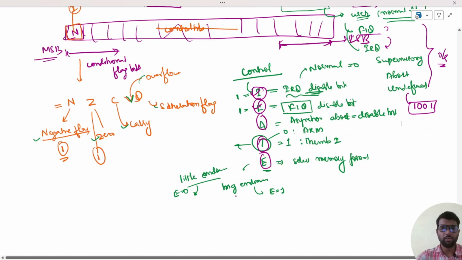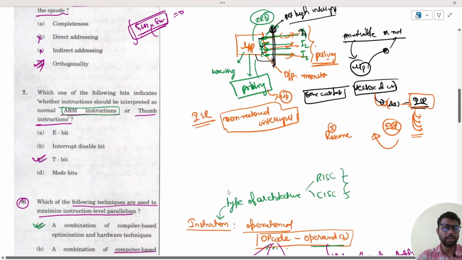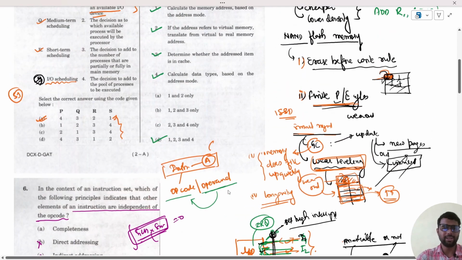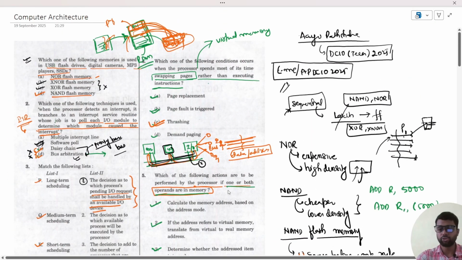So this is all for computer architecture. We have holistically covered the previous year questions and the topics around them. A comprehensive discussion on each of the options has also been done.